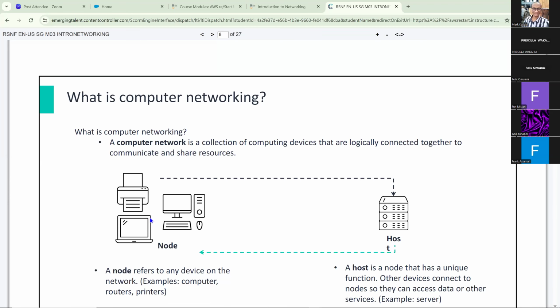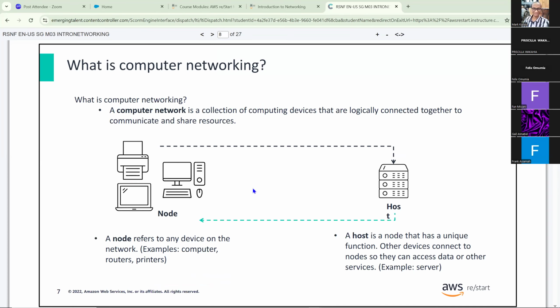So from this image here, you can see an example. We have a laptop, we have a desktop, then we have a printer, and we have what looks like a server. So you're told that this is the host. This is the host. This is the host. And then the whole of these are your clients. So we have a client, and a client.